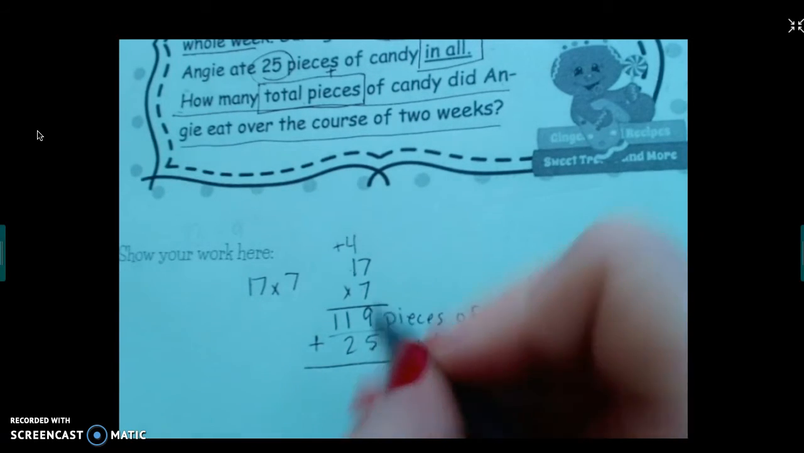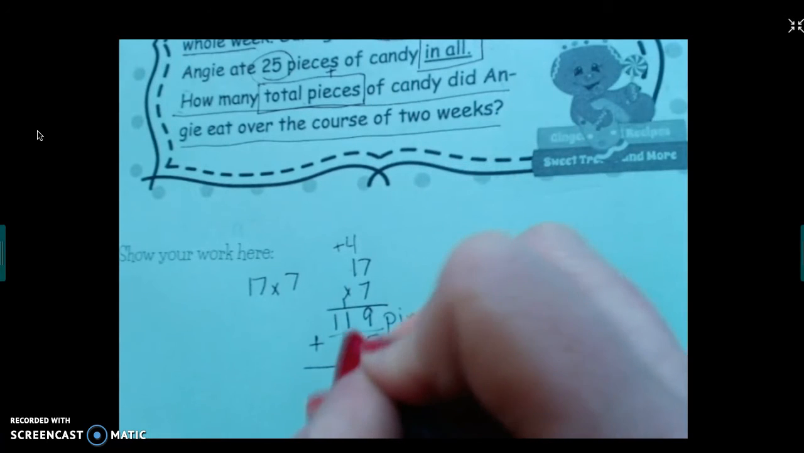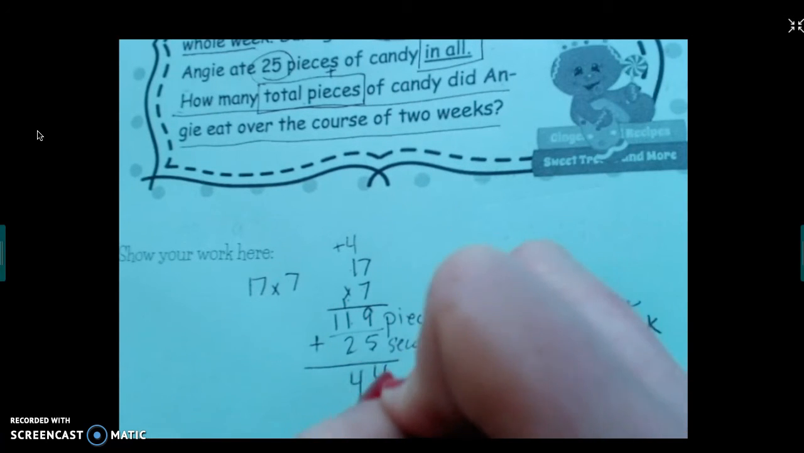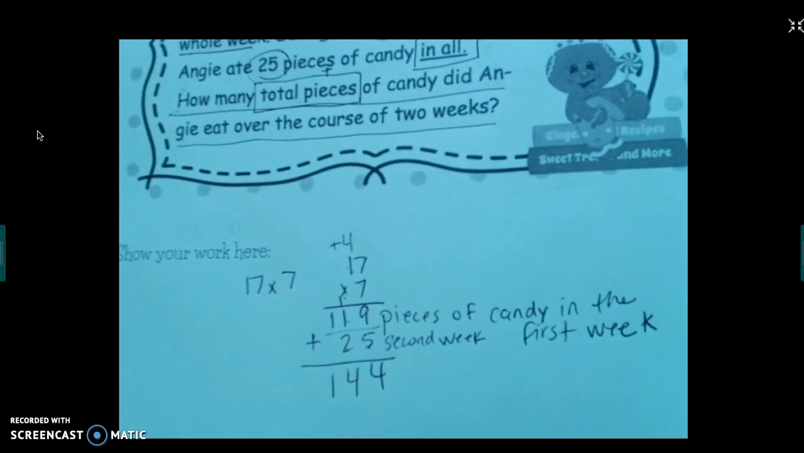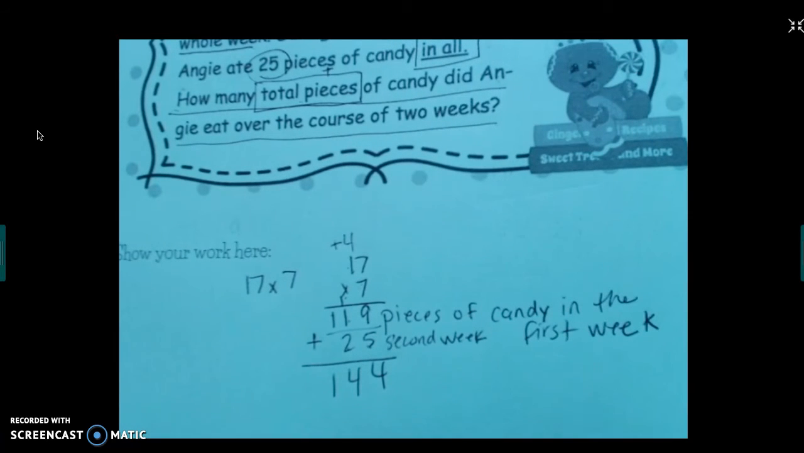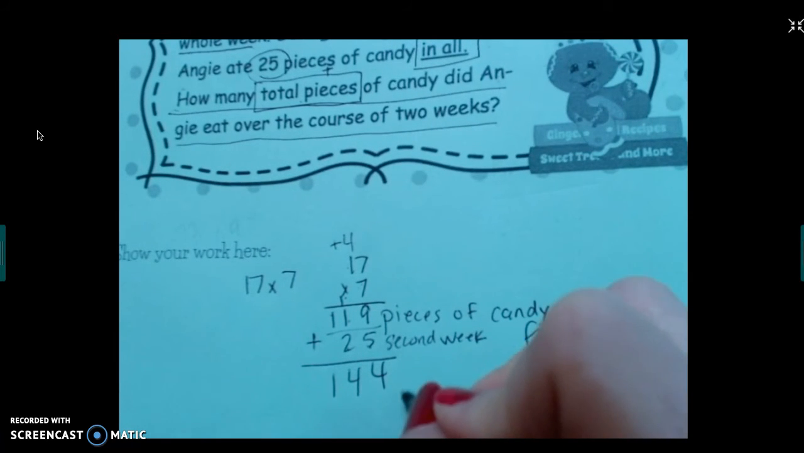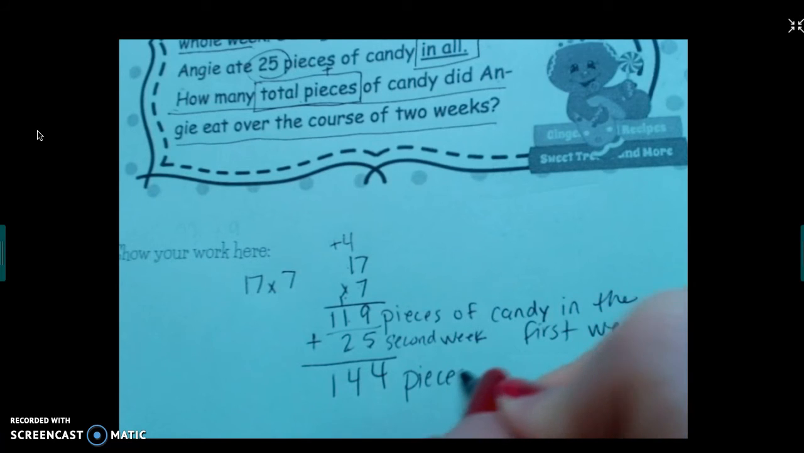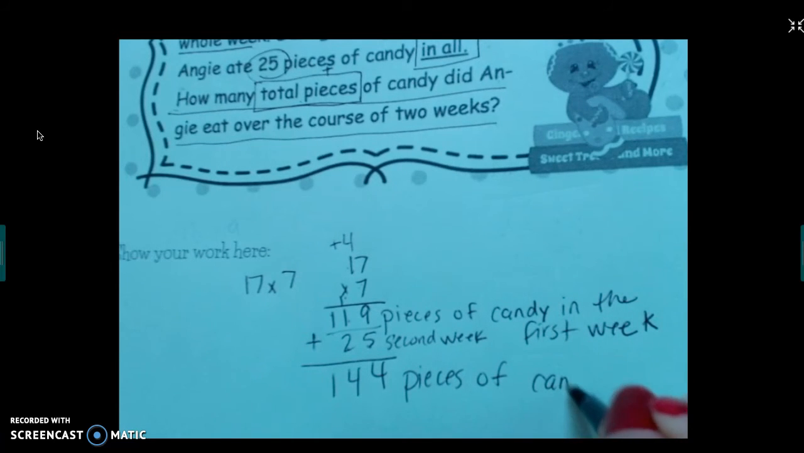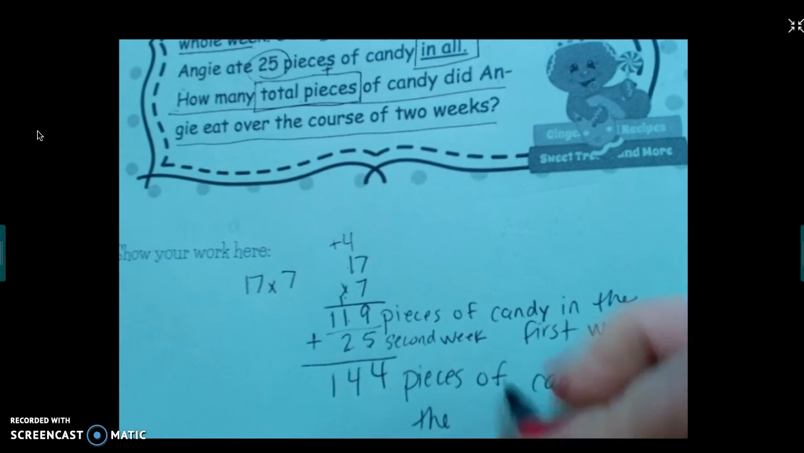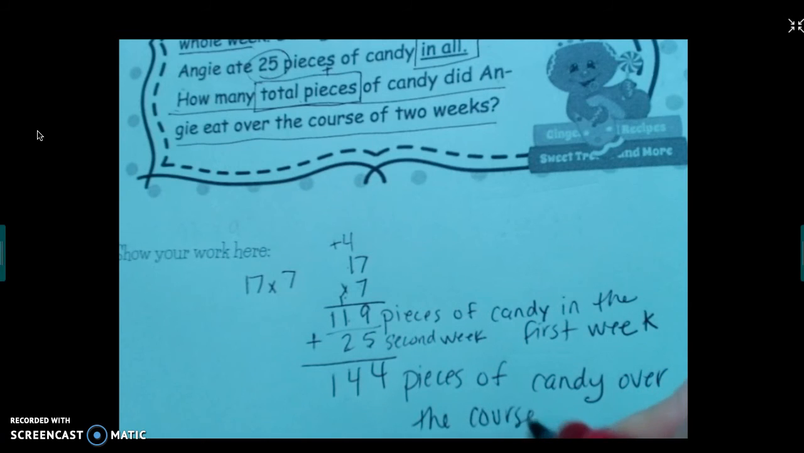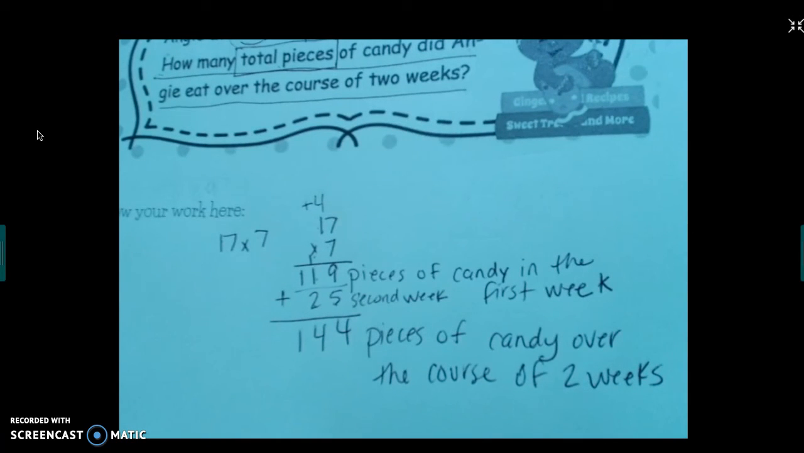Okay, so we know that 9 plus 5 is 14. 2 plus 1 is 4. And then 1 plus 0. So it's going to be 144 pieces of candy over the course, see how I'm labeling it, of 2 weeks. That is a lot of candy.